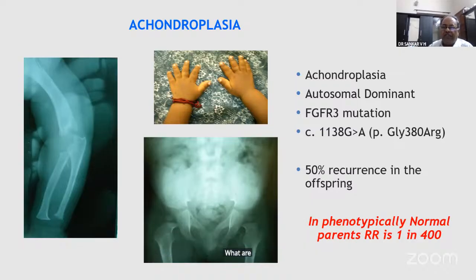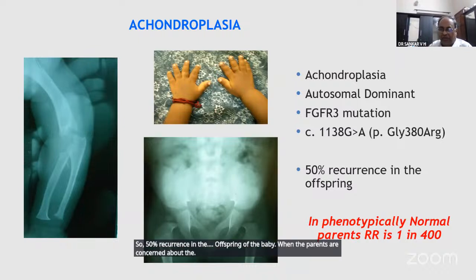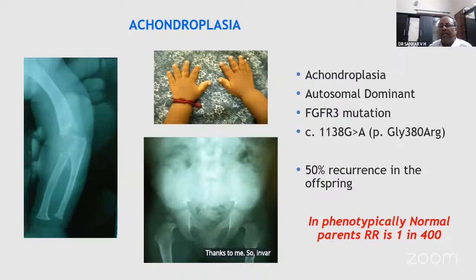Autosomal dominant, FGFR3 mutation, c.1138G>A. So 50% recurrence in the offspring of the baby, but the parents are concerned about the next baby. So invariably, we have learned that autosomal dominant means 50%, 50%, 50%.